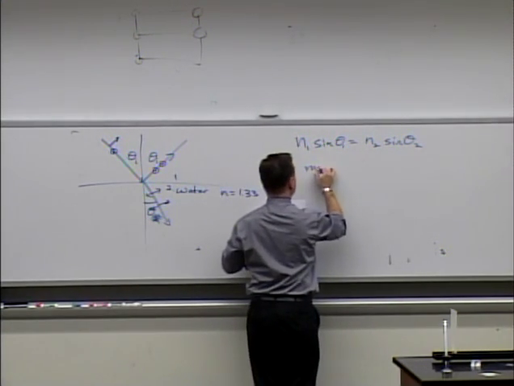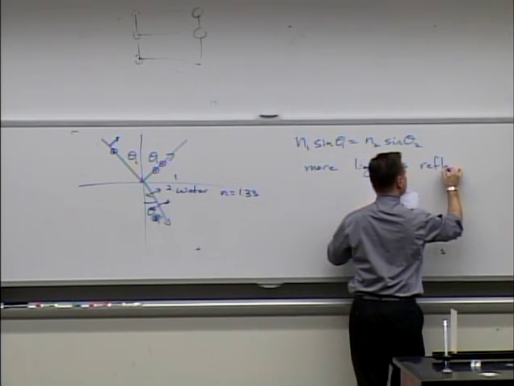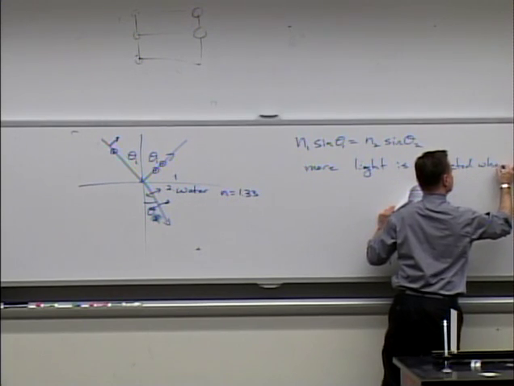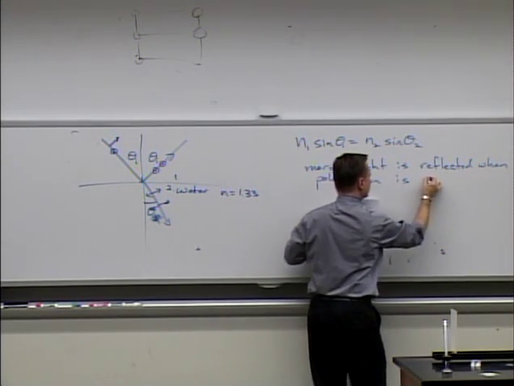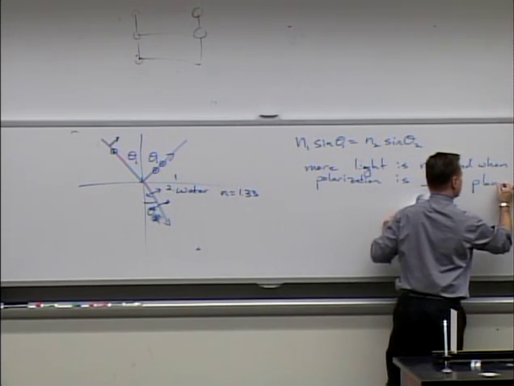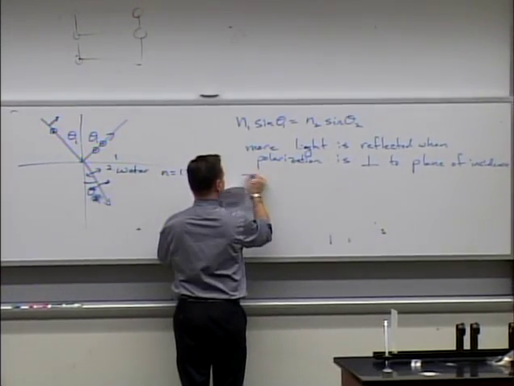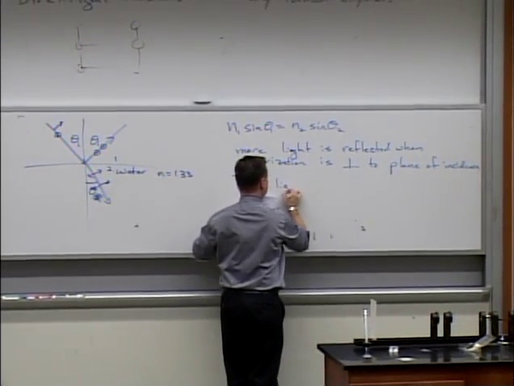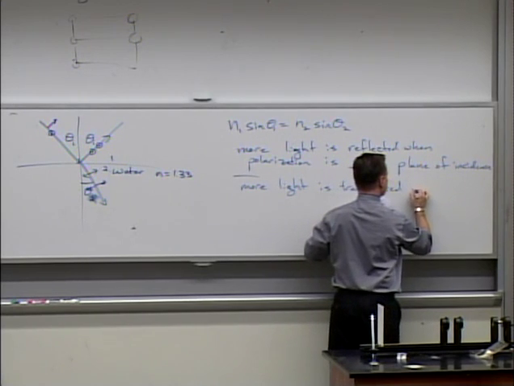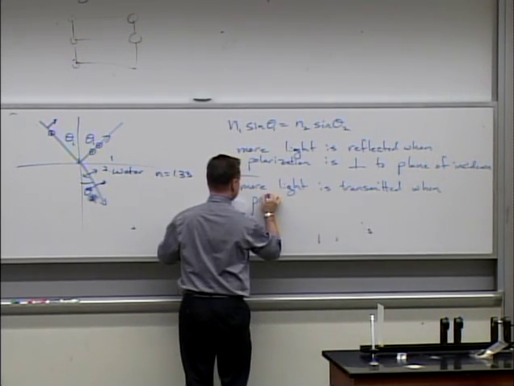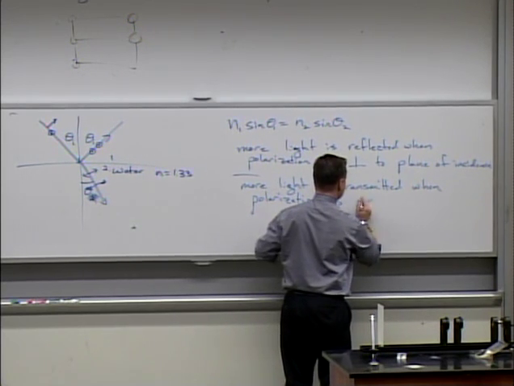Let me write that down. More light is reflected when the polarization is perpendicular to the plane of incidence, and more light is transmitted when polarization is parallel or in the plane of incidence, and I'll say parallel.